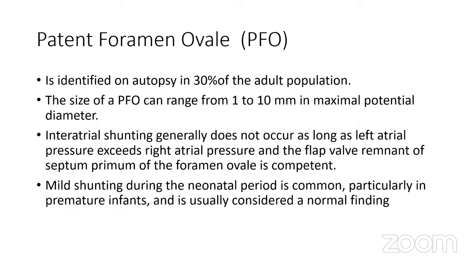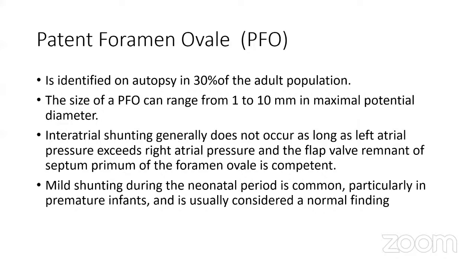Patent foramen ovale, or PFO, is identified on autopsy in 30% of the adult population. The size of a PFO can range from 1 to 10 millimeters in maximal potential diameter. Interatrial shunting generally does not occur as long as left atrial pressure exceeds right atrial pressure and the flap valve remnant of the septum primum of the foramen ovale is competent.